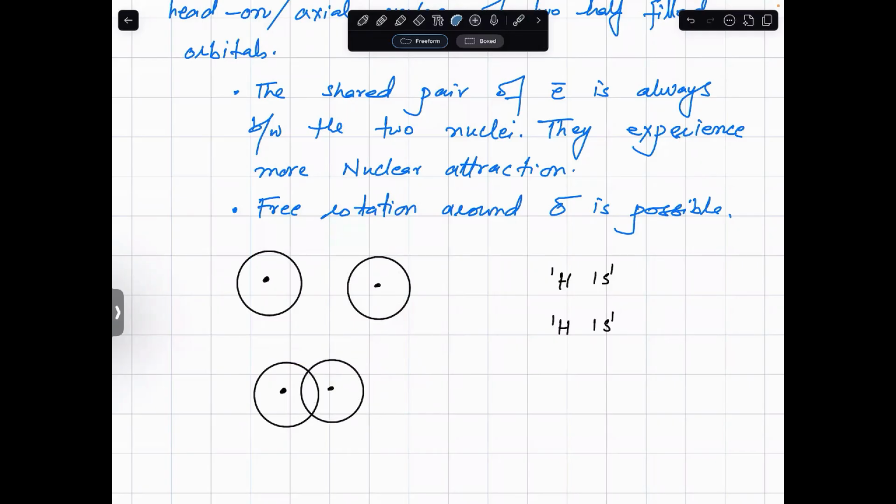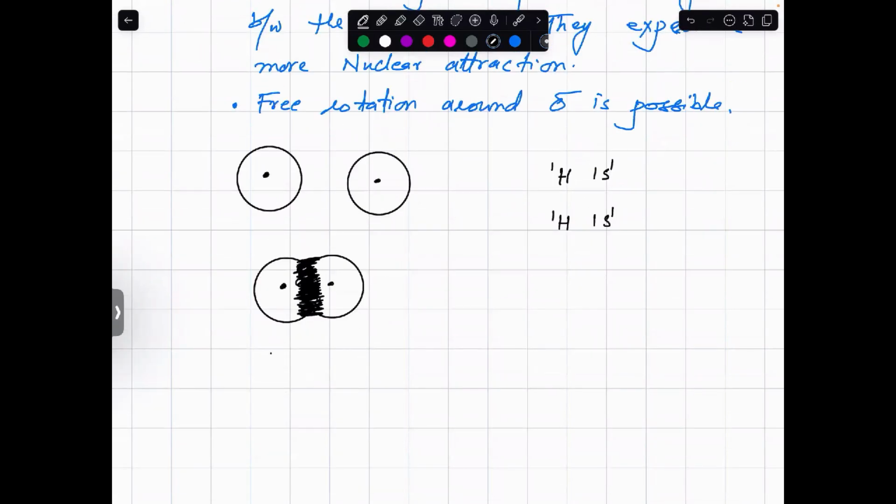So they are overlapping. So this is the shared area. The electron cloud is between the two nuclei. The two electrons are between the two nuclei. They experience more nuclear attraction. We usually represent this like the two hydrogens, their s orbitals overlap, and these are the nuclei, and the electron cloud is between this area, between the two nuclei.